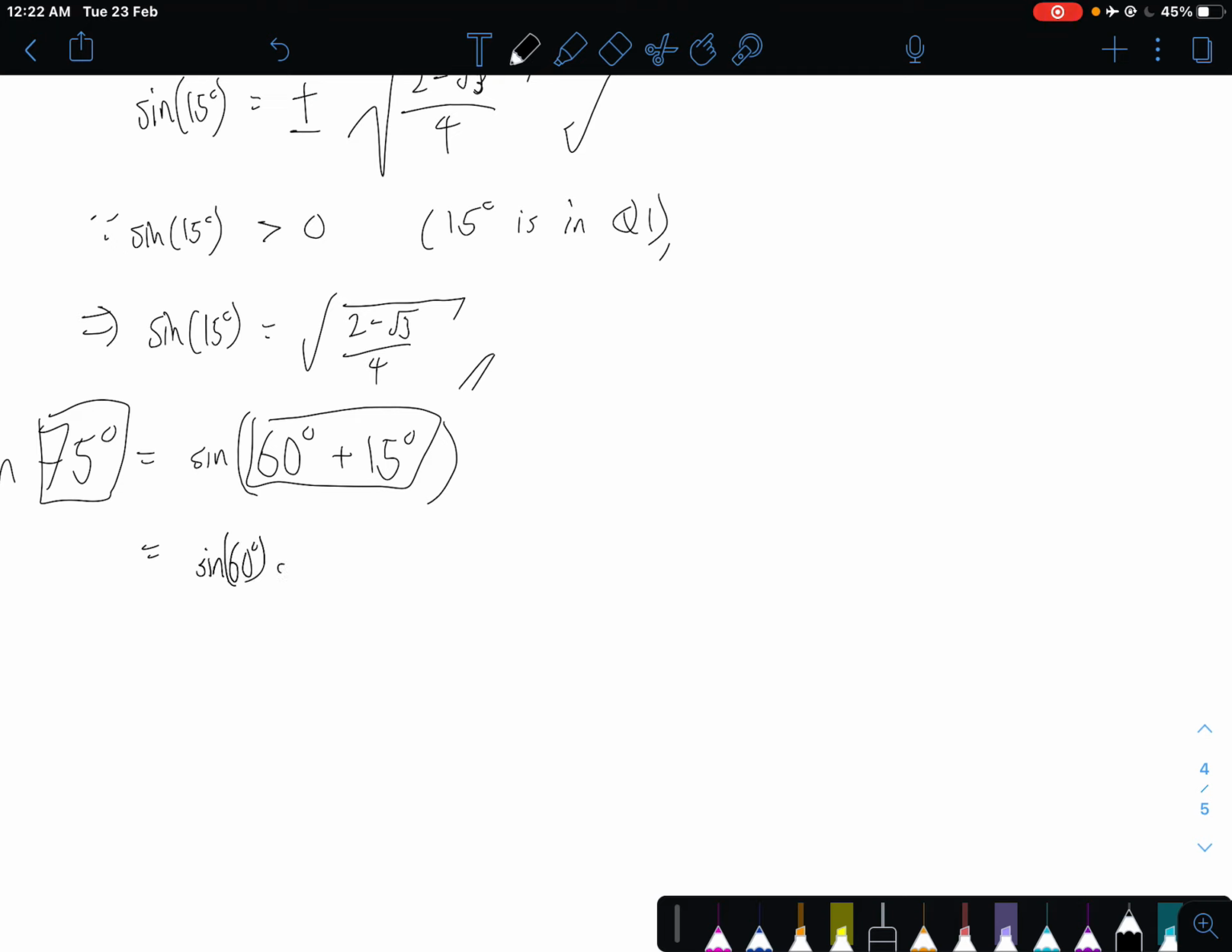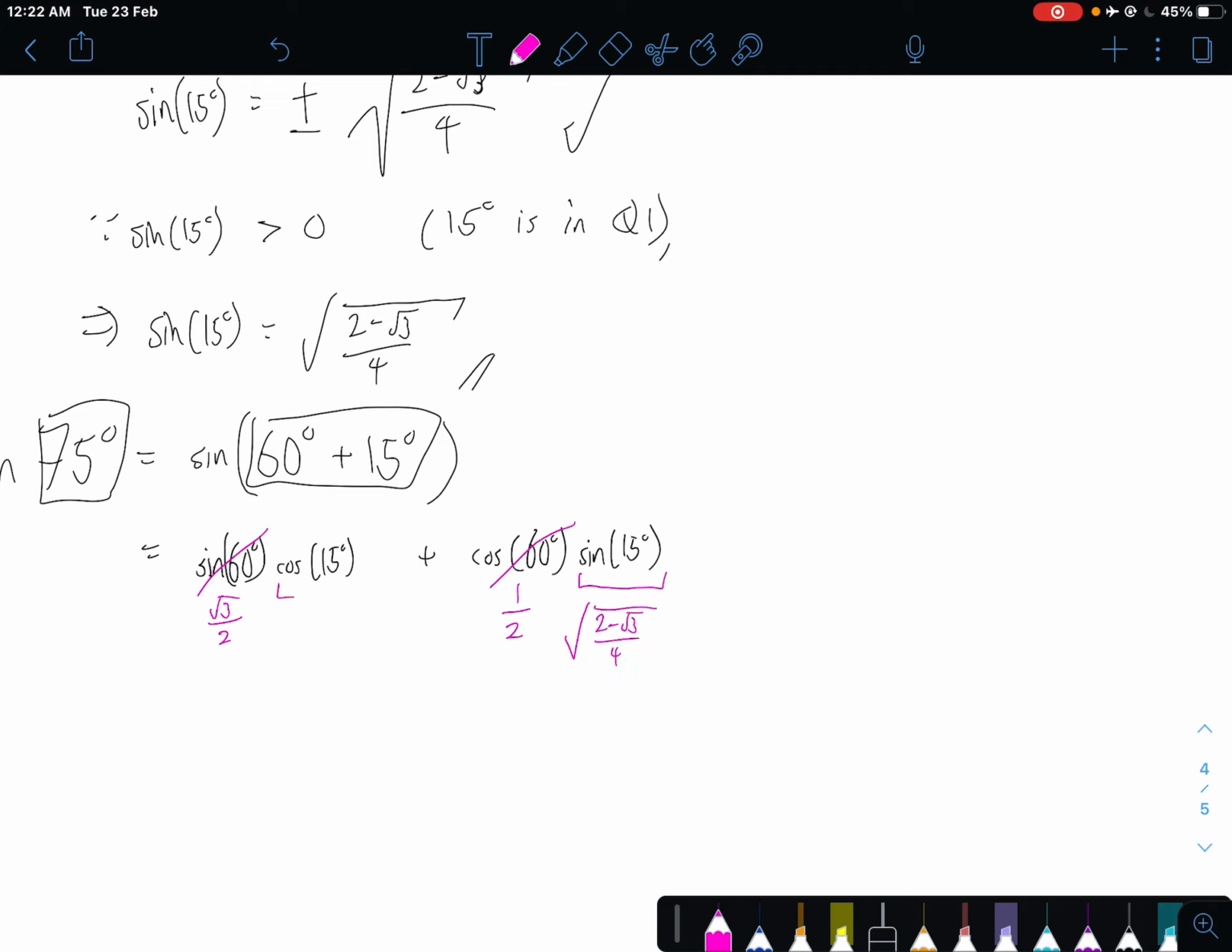Sine A cos B plus cos A sine B. Very good. And then you see, sine 60, I know what this is, square root 3 over 2. Cosine 60, I also know what this is, it is half. Sine 15 degrees, I also know what this is, I just found out just now, a huge square root, 2 minus square root 3 over 4.